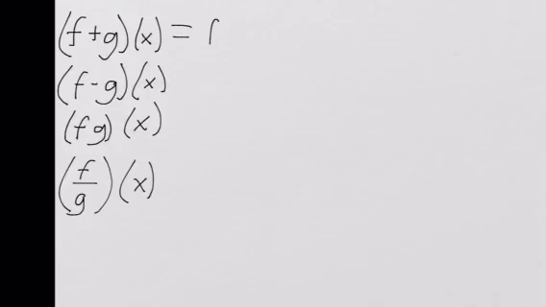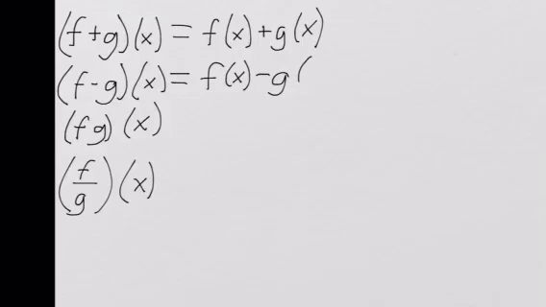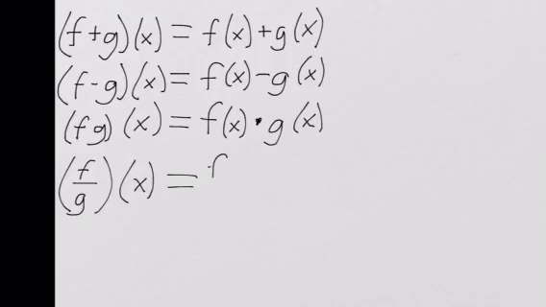f plus g is going to be f of x plus g of x. f minus g, as you'd expect, f of x minus g of x. f times g will be f of x, I'm going to actually put the dot in here, f of x multiplied by g of x. And f divided by g of x is f of x divided by g of x.